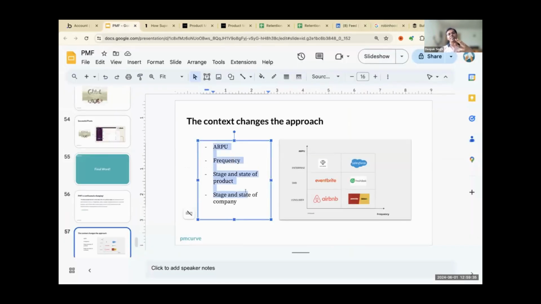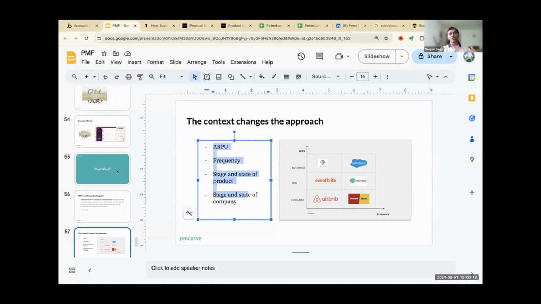The ARPU, frequency, state of the product, stage of the product, stage of the company. Like building quick commerce for Flipkart is very different than building quick commerce for Zepto. And the PMF definitions for both companies are very different, because the top line, bottom line, and everything in between is very different, right? So while it may feel like, okay, it should be the same, what are you saying, Deepak? Like, we'll just flatten the retention and all. In practicality, it actually matters. The stage and state of the company also matters, because you might have limited funds or you might have a lot of funds, and your approach will change accordingly.